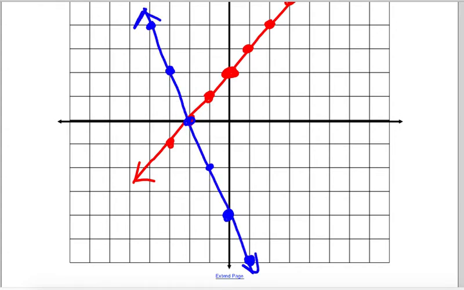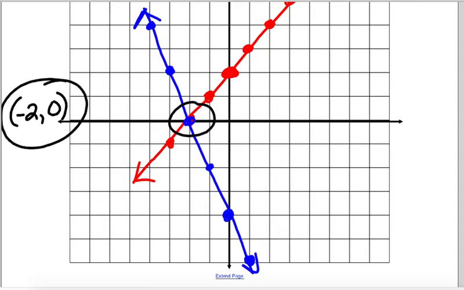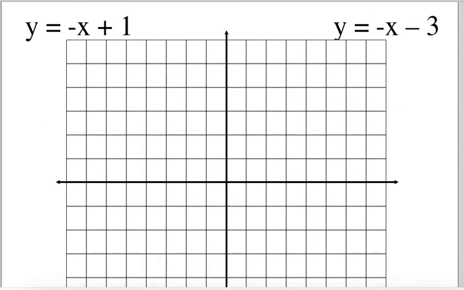And what happens in this system? Do you see? It has one solution, and it's right there. So now you have to name that ordered pair. Where is that? Well, from the origin, it's left 2, so that's a negative 2. And then you don't go up or down, so it's a 0. That's the answer. There's one solution to this system, and it is the ordered pair of negative 2, 0. All right, let's keep going.